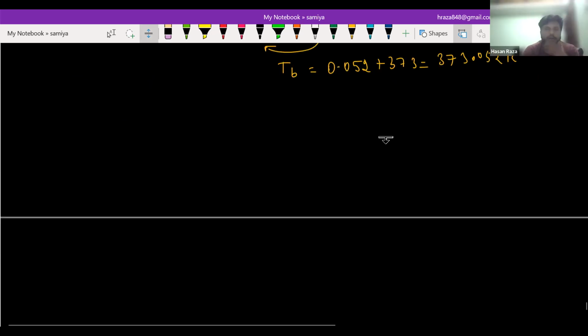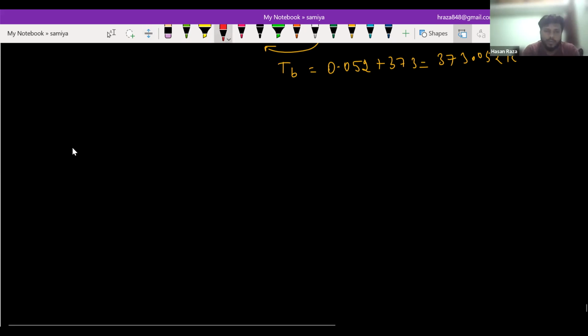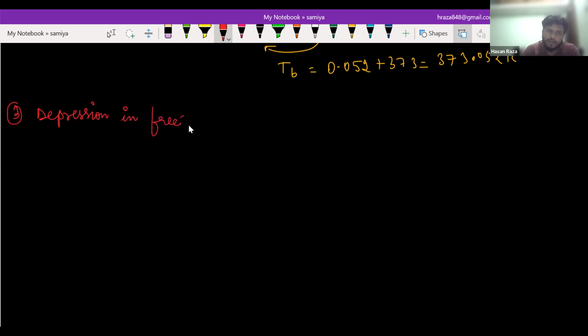Now the next colligative property comes out to be the third one: depression in freezing point. That means when a non-volatile solute is added to a volatile solvent, the freezing point decreases.